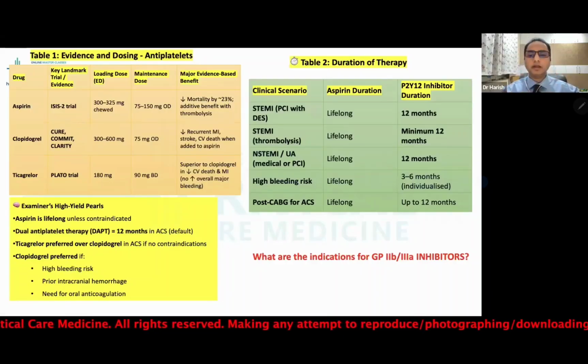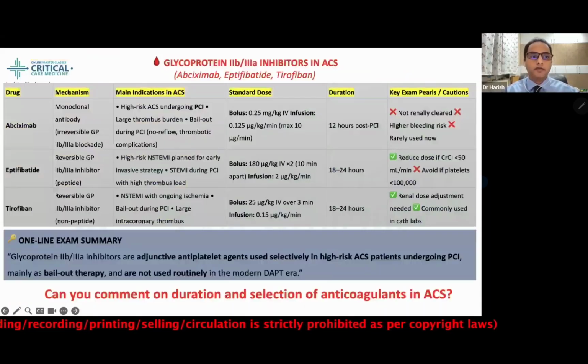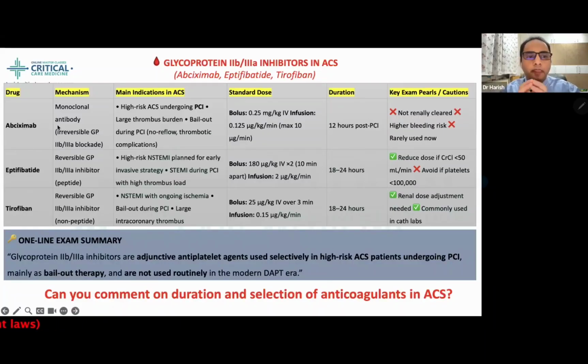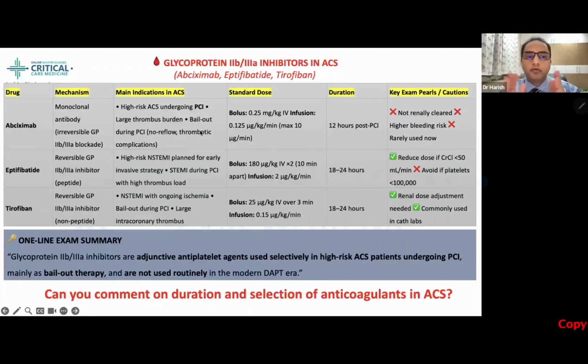Okay. Is there any role for glycoprotein 2b3a inhibitors? They also help in preventing thrombus formation, but are they routinely indicated for all patients, or in which patients do we give them? The glycoprotein 2b3a inhibitors are abciximab, eptifibatide and tirofiban. Abciximab is a monoclonal antibody, an irreversible glycoprotein 2b3a inhibitor, indicated in high risk ACS undergoing PCI, where a large thrombus burden is there, or sometimes as a bailout therapy during PCI.